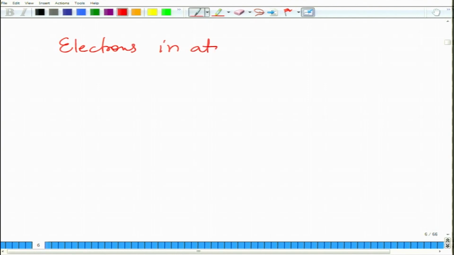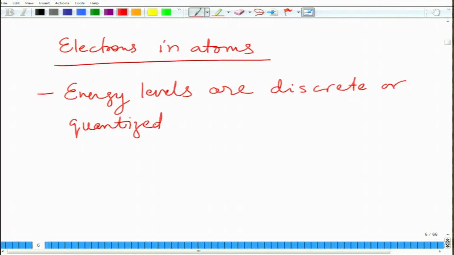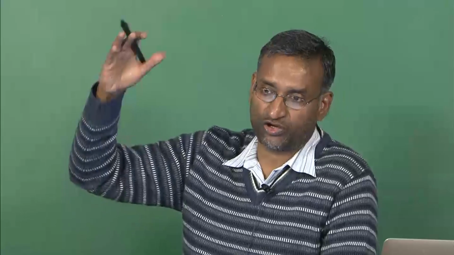Also we know that electrons in atoms, what are the characteristics of electrons in atoms? The energy levels of electrons are, you can say, discrete or quantized, right. So, there are specific energy levels which electrons occupy, and as you keep filling an atom with electrons, the tendency is to occupy the lowest energy state first, and as the lowest energy states are filled, then the higher energy states are filled.